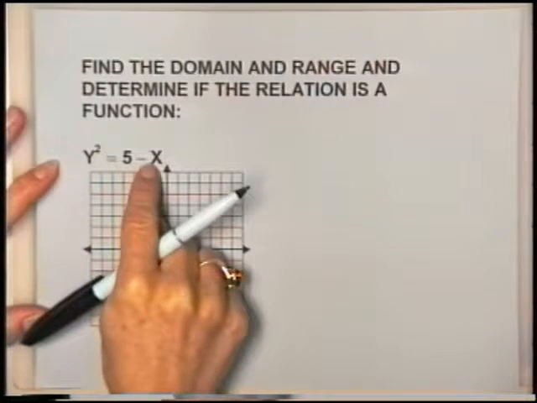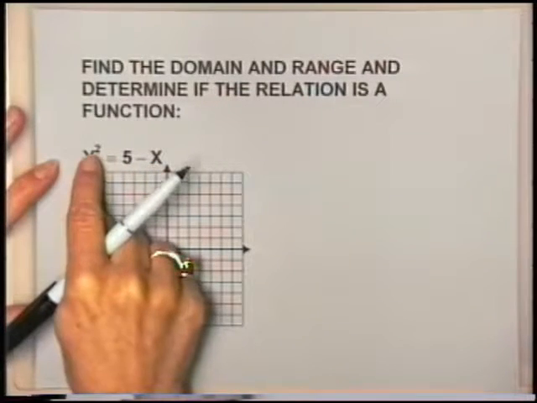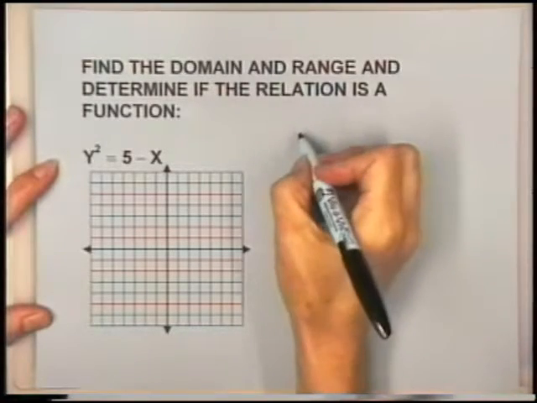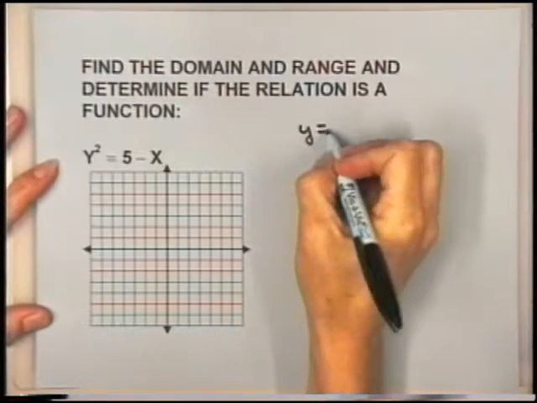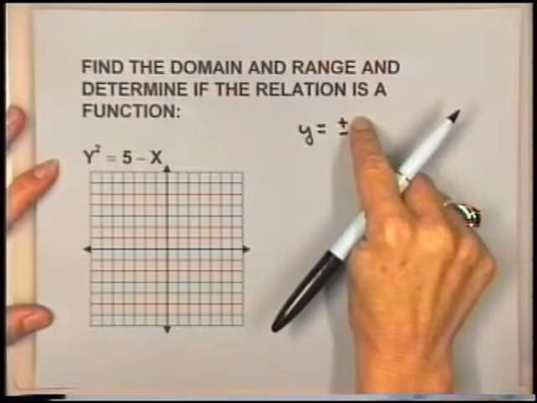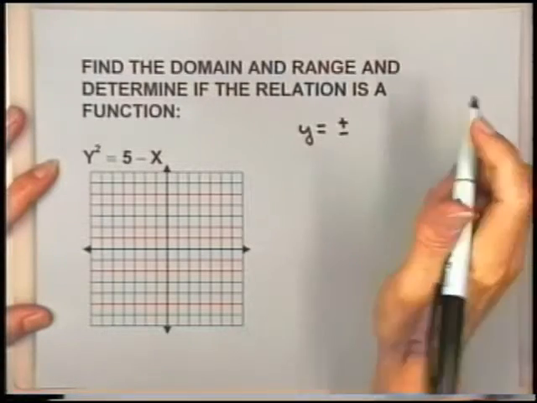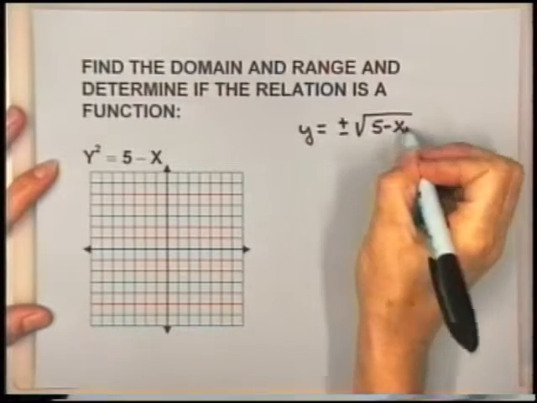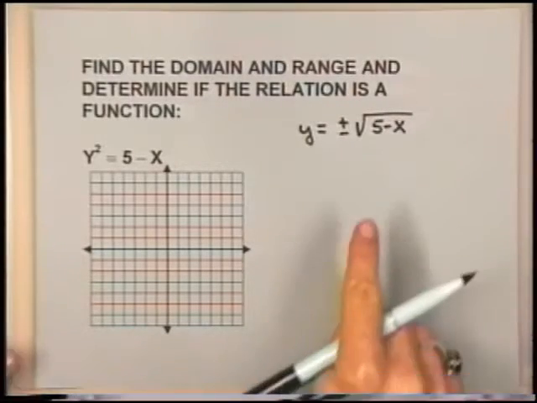Notice my equation says y squared is equal to 5 minus x. How do you solve for y if you have y squared? Well, you have to take the square root, don't you? But remember, there are 2 square roots of every number. One number is positive and the other number is negative. If I solve this equation for y, I have to say that y is going to be either the positive or the negative square root of 5 minus x.